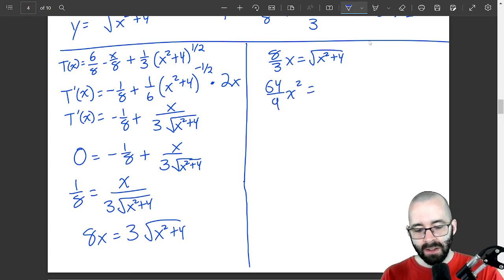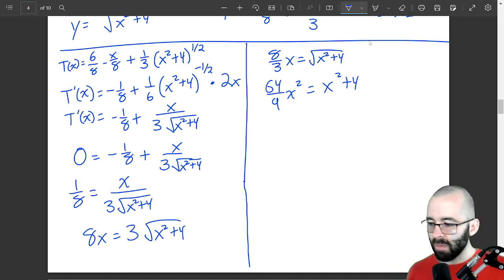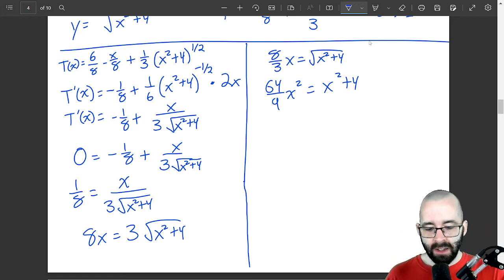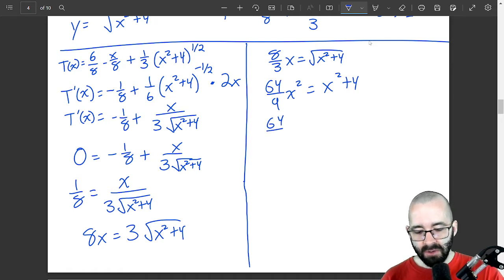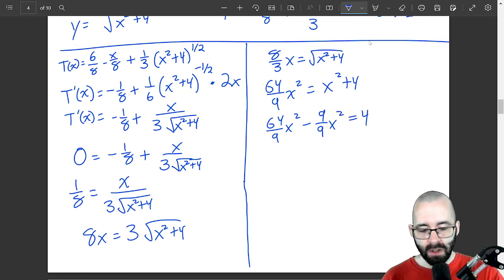64/9 x squared equals x squared plus 4. It's a little messy, but not too bad. Let's subtract an x squared from both sides. That's 64/9 x squared minus 9/9 x squared equals 4. That's 55/9 x squared.